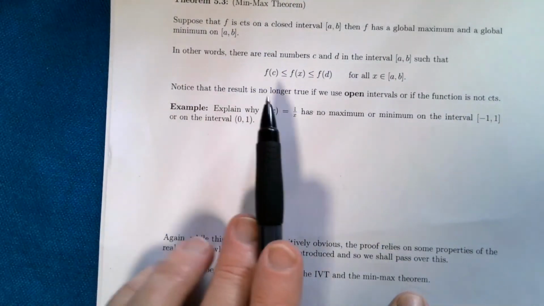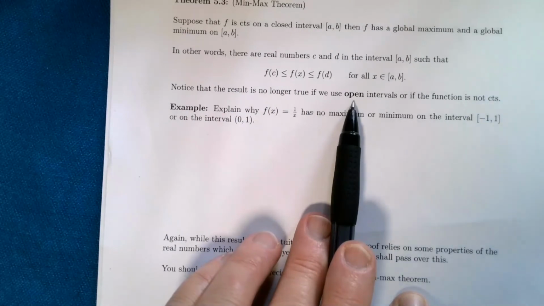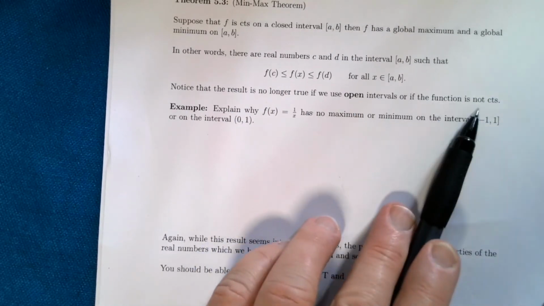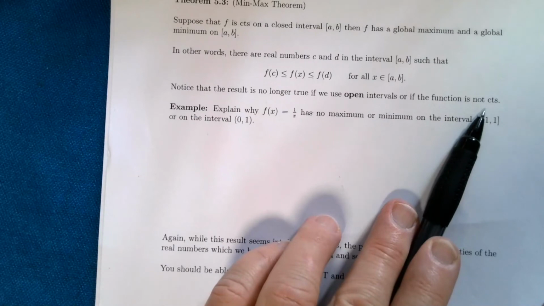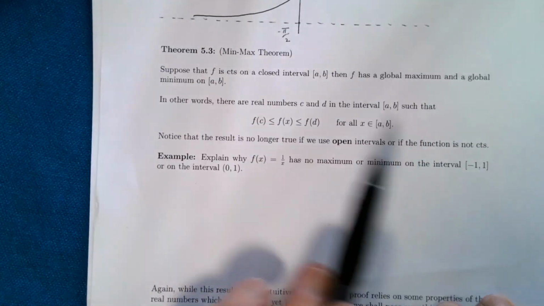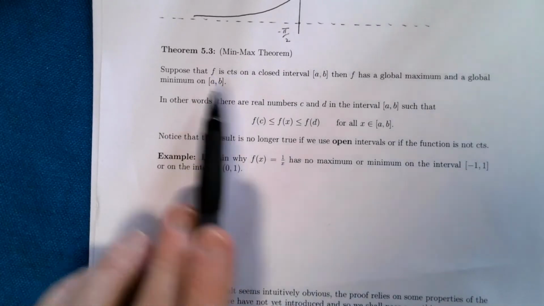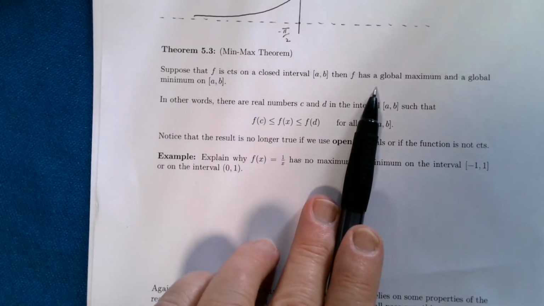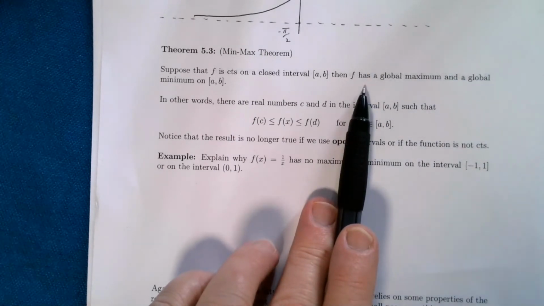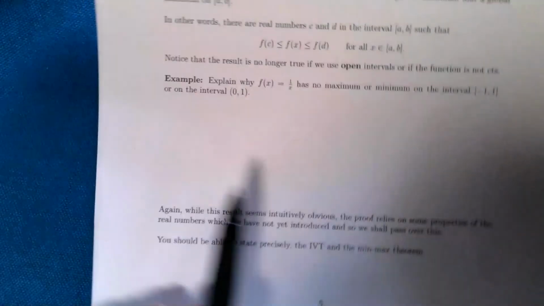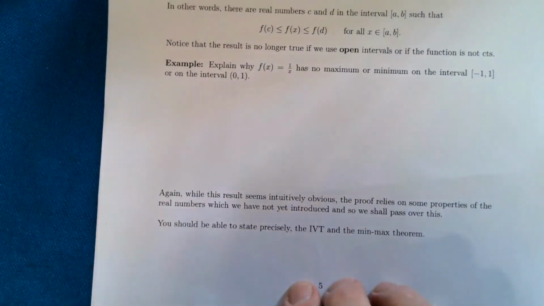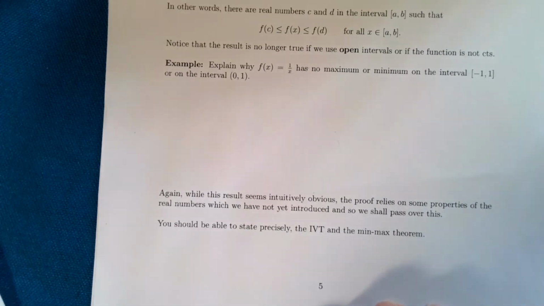So note that the result is no longer true if we use open intervals or if the function is not continuous. So as I mentioned before, as with all these theorems, conditions apply. If you don't satisfy the conditions, then you don't get the conclusion. It's much the same when you're buying something. It always says conditions apply, and if you don't follow the conditions, well, there's no money back guarantee. So let me just quickly show you an example of what happens when you don't satisfy the conditions.